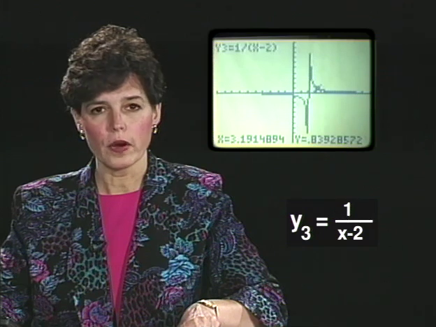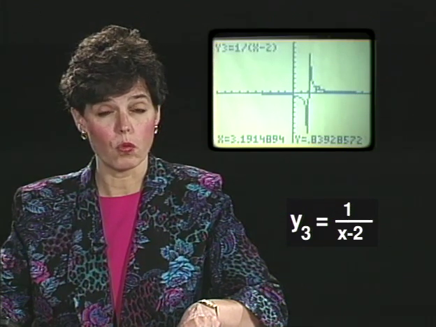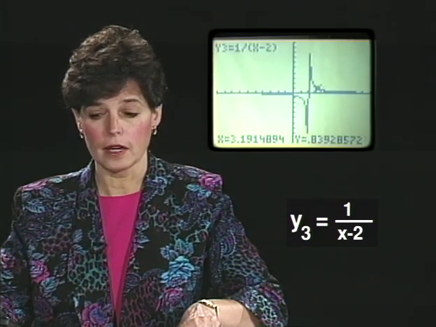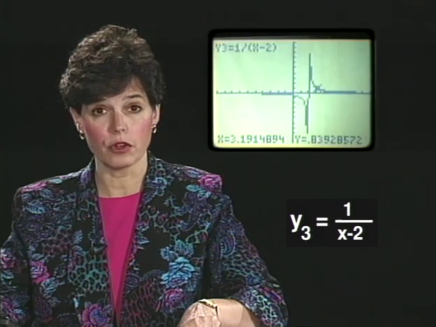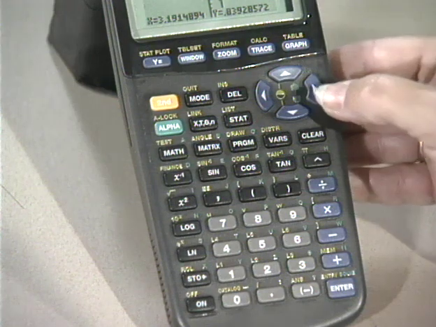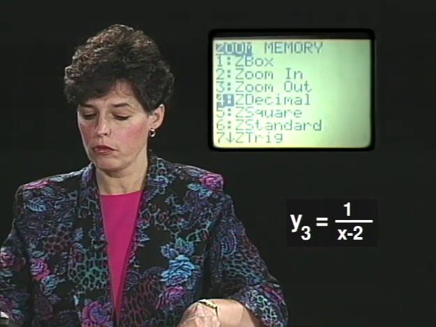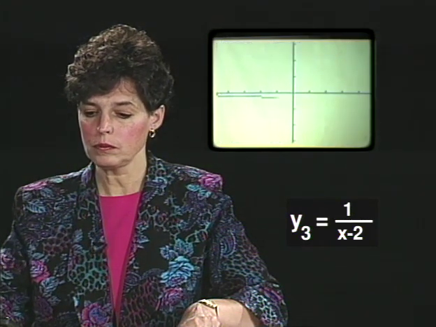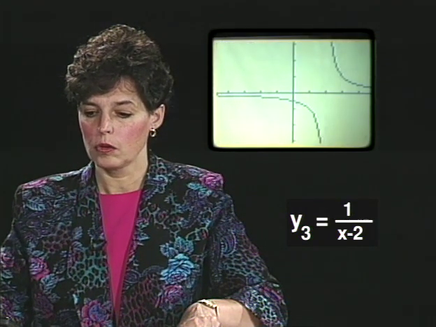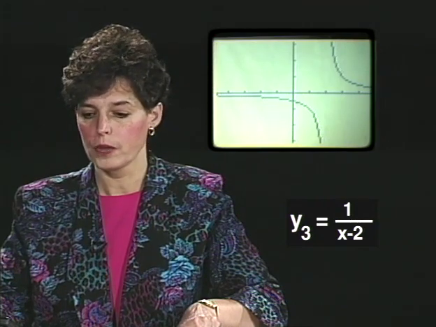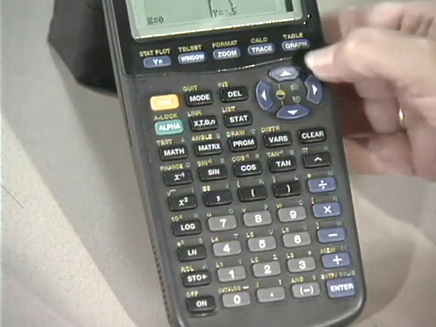Now, there is a way for us to sometimes get to a point where we don't actually have to see that line, and one thing that you can do is to go back to zoom decimal, which we did a few moments ago. So press your zoom key, go down to number 4, press enter. We'll see this function regraphed, and press trace.